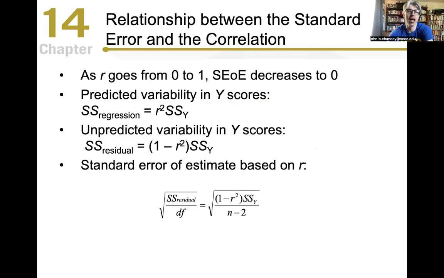Relationship between standard error and correlation: as r goes from 0 to 1, our standard error decreases to 0. As the correlation goes up, standard error goes down because our data is going to be tighter to that line of best fit. Our predicted variability in our y-scores is the sum of squares of regression, r squared times the sum of squares of y. Unpredicted variability in our y-scores is 1 minus r squared times the sum of squares of y. Then the standard error of estimate based on r is the sum of squares residual over degrees of freedom, or another way of conceptualizing that is 1 minus r squared times the sum of squares of y over n minus 2, all under the square root.